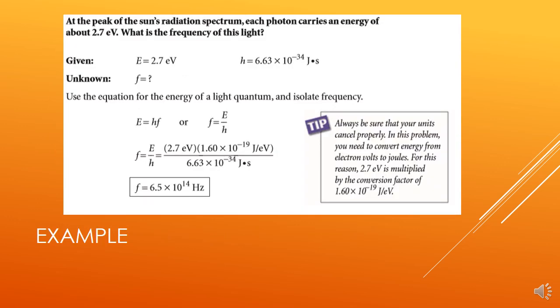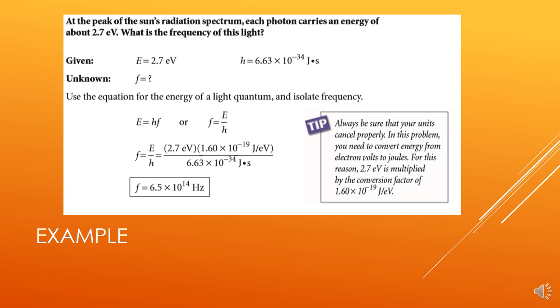So I have an example of that. This example does the conversion all in one step, but you could do it in separate steps as well. So let's take a look at it. At the peak of the sun's radiation spectrum, each photon carries an energy of about 2.7 electron volts. What is the frequency of this light? So what do we know? We know the energy, 2.7 electron volts, and Planck's constant, 6.6 times 10 to the negative 34th, and we're looking for the frequency. So we're going to use the formula E is equal to hf.